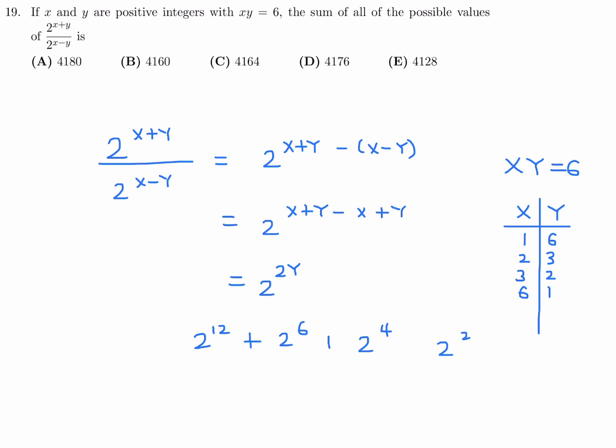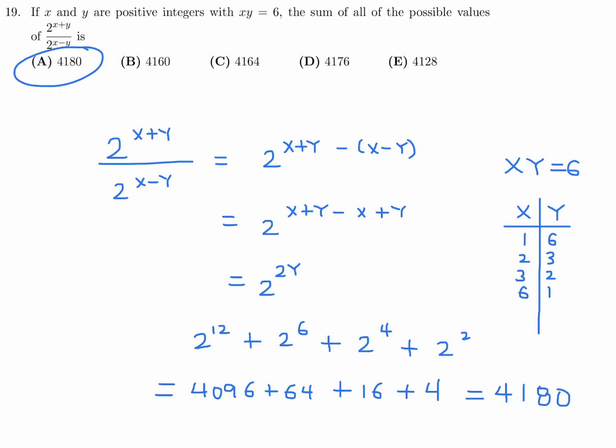And we are asked to add them. So let's do that. When you add them, this is 4096, this is 64, this is 16, and this is 4. That total sum is 4180. Number 19, the answer is A.